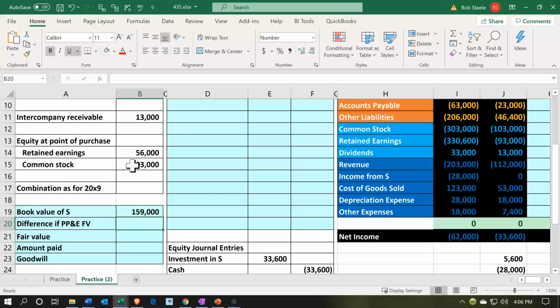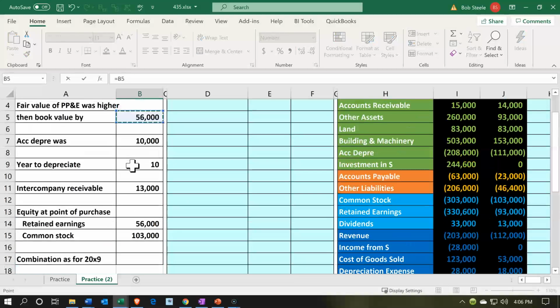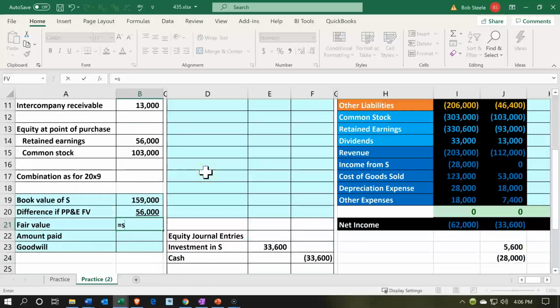Then we're going to convert this to the fair value by saying there was some of the assets that we had to revalue, those being the property, plant, and equipment, which we're saying 56,000 higher. So PP&E 56,000 higher. Therefore, fair value at the point in time that the purchase took place will be the sum of those two, adding them up. That gives us the 215,000.